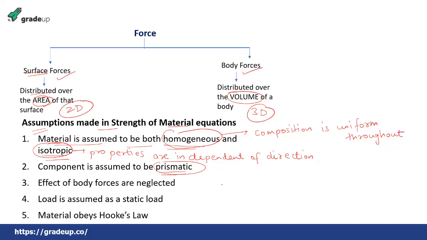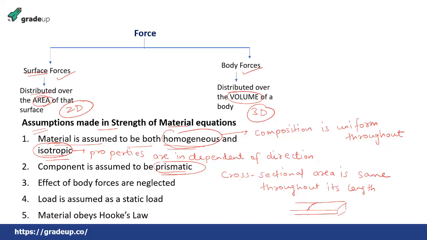Prismatic means that the cross-sectional area is the same throughout its length. That means, suppose a bar, its cross-sectional area is constant throughout. And if it is a circular rod, here also its cross-sectional area is constant all throughout. So that is the meaning of prismatic.